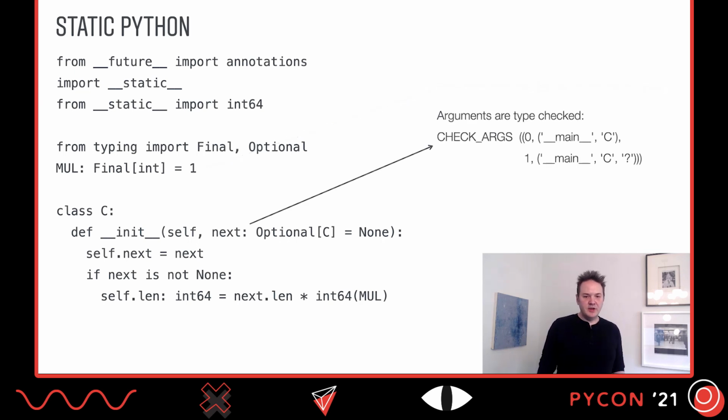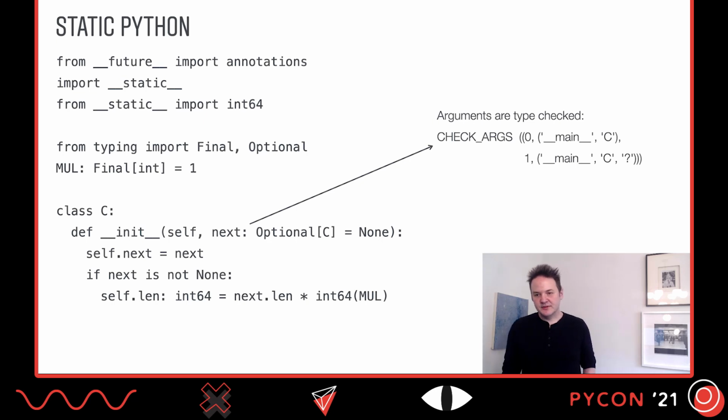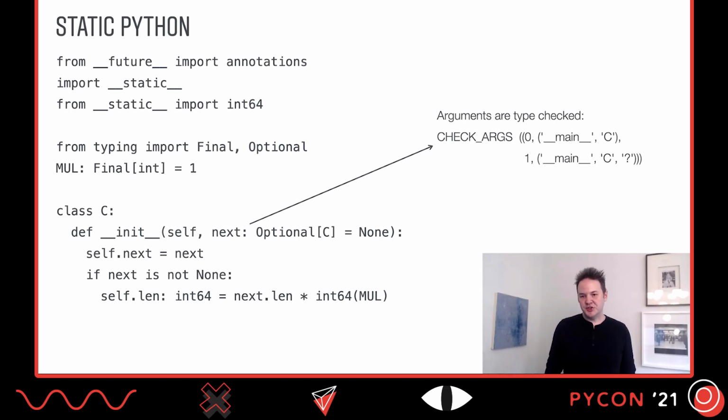So I mentioned that we do type checks at the boundaries, and so that's actually done by emitting a CHECK_ARGS opcode when we call into functions. And we'll actually skip this opcode when we're calling from static Python to static Python, but here's what it looks like for this function. We need to make sure that self is an instance of C, and that next is an instance of C or None.